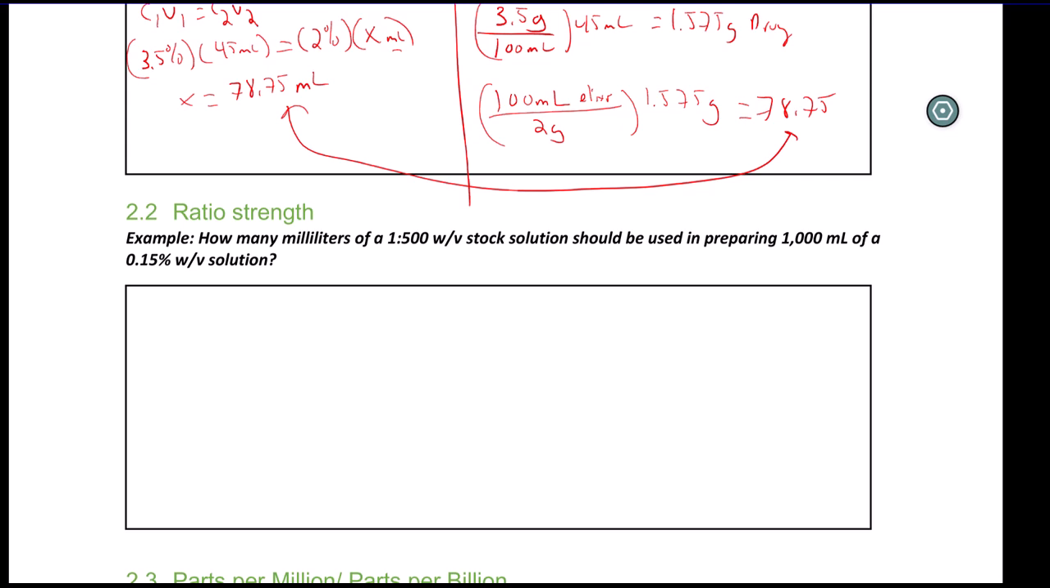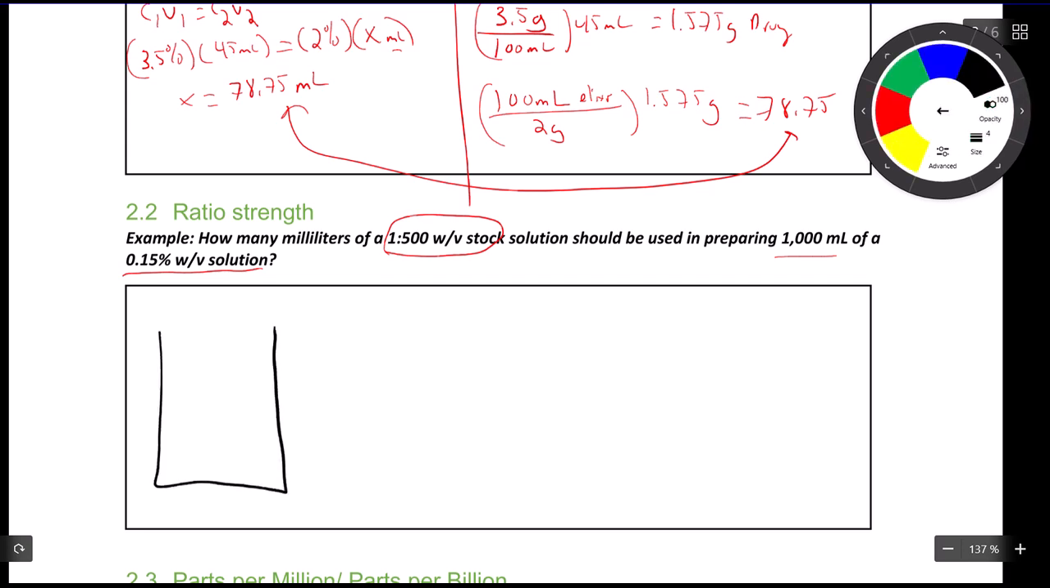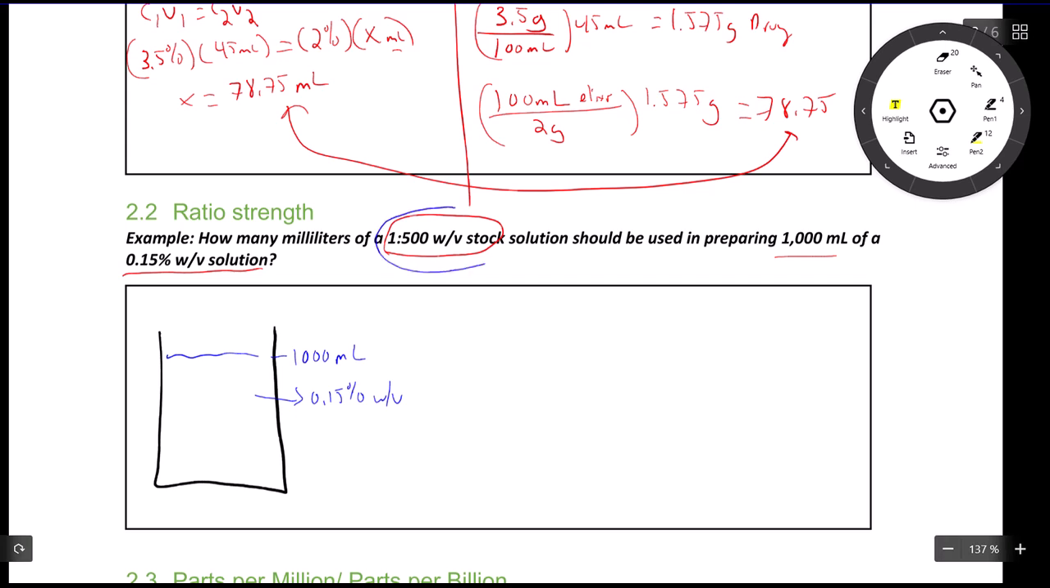So take it step by step. It's asking us first, how many milliliters of this solution do we need to prepare 1,000 mLs of a 0.15% weight and volume solution? So let's draw that out. I've got my little beaker, my container, whatever you want it to be, and this is saying that I want to prepare 1,000 mLs, and I want this to be 0.15% weight and volume. And it's saying, how many milliliters of this stock solution do I have to add into here to get that concentration of drug? So it's asking us really, how much of this concentrated stock solution do I need to take right here and put into here so that that becomes the source of my drug?